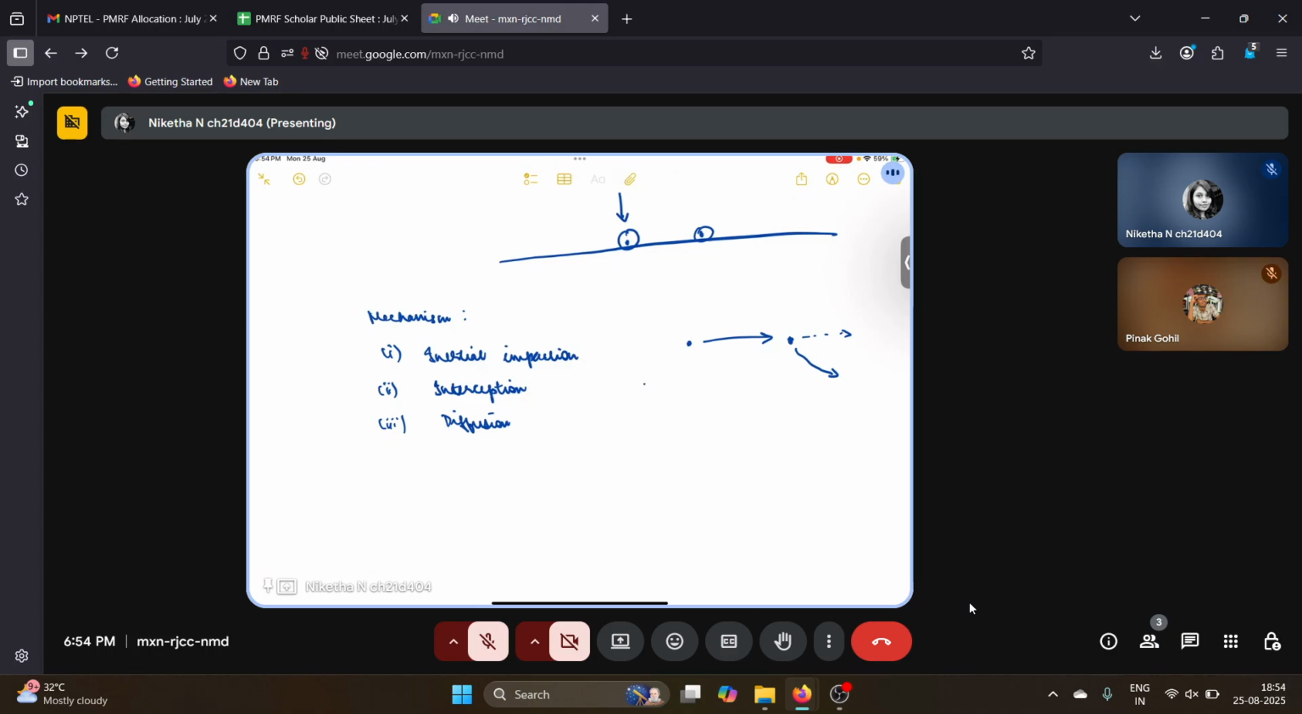Interception is when the water particle tends to directly hit the dust particles. We have a sprinkler like this, and from the sprinkler, the water particle is coming and hitting the dust directly. Once it hits the dust, it tends to engulf the dust and then it will fall down and settle down.